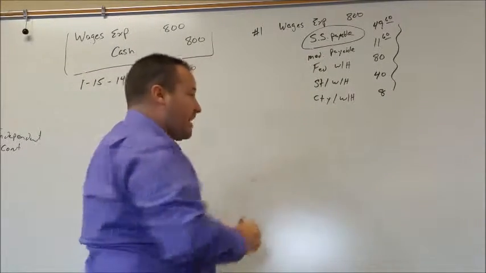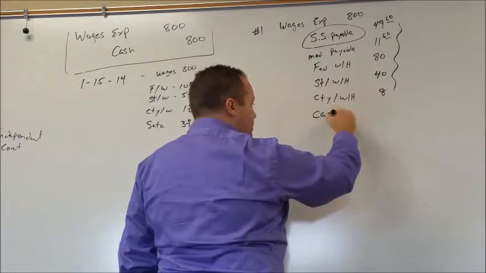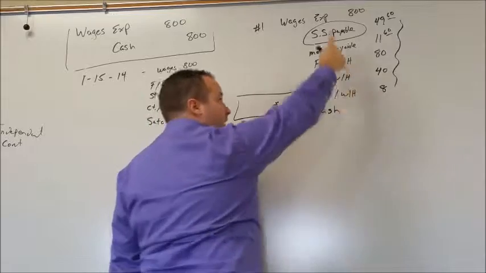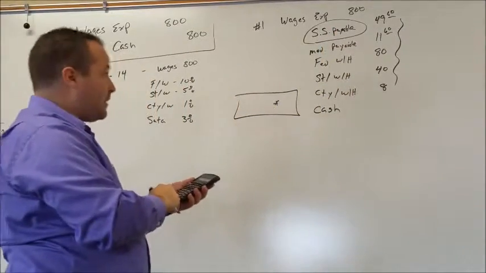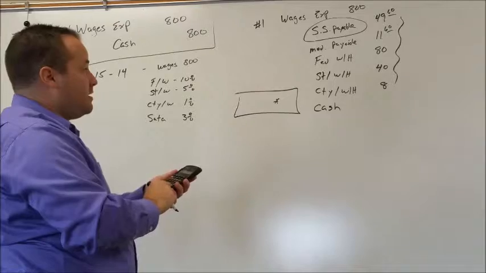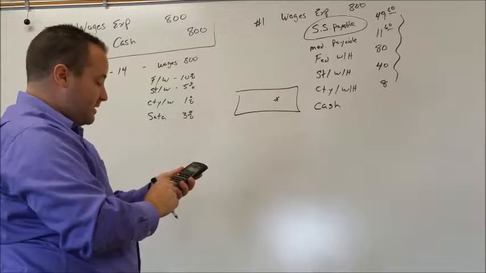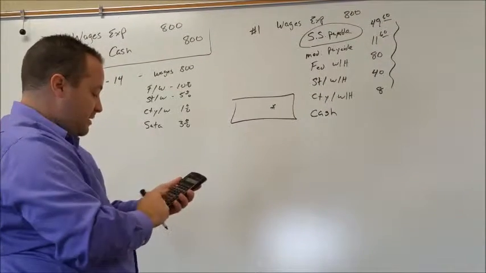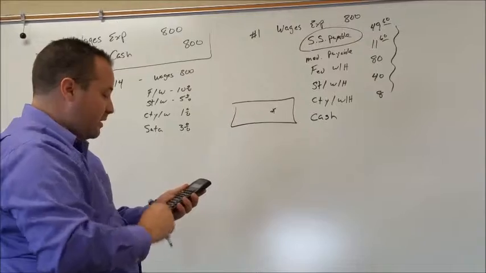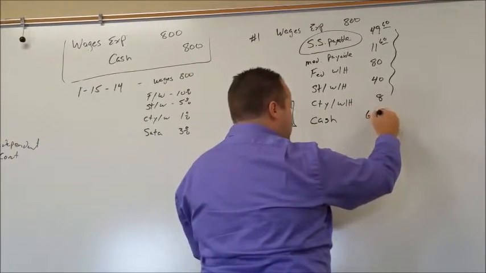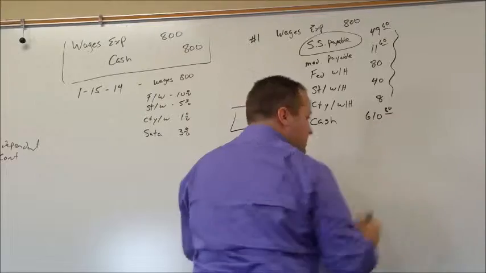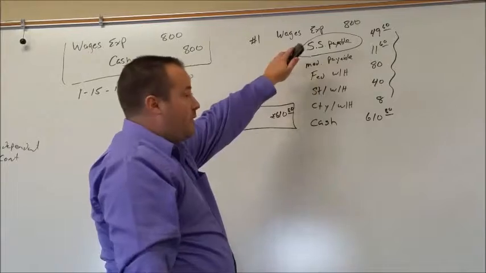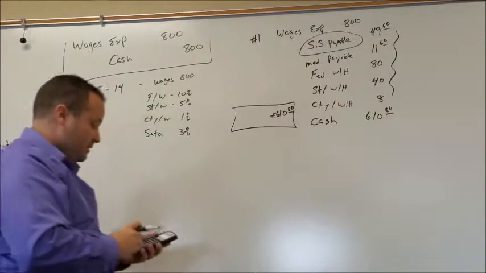Our last entry here is how much does the employer actually make our check out for. They're not going to make the check out for 800. They're going to make it out for 800 minus, they're going to keep a lot of this money to pay to the government. So 800 minus 49.60 minus 11.60 minus 80 and 40 and another $8. I got $610.80 is what the employer would write a check out to us for out of the 800 we made. That's a big difference.